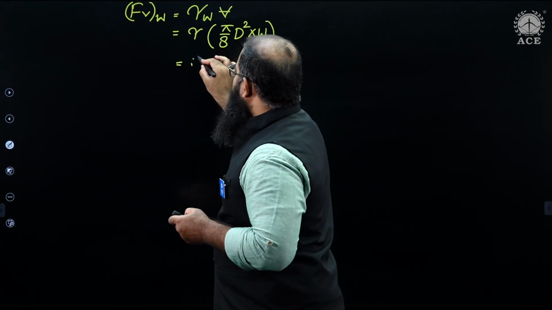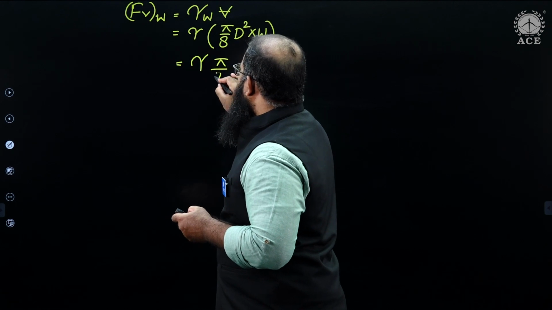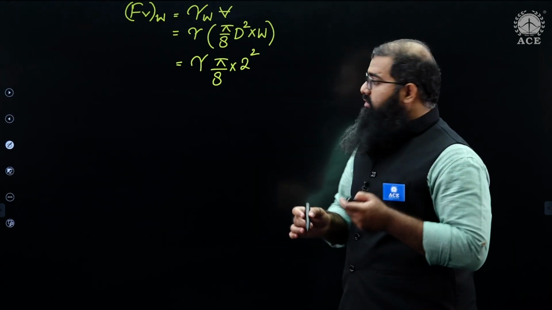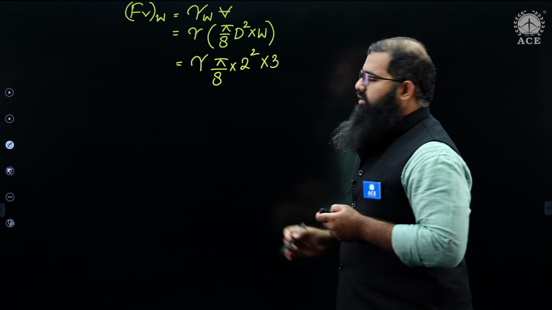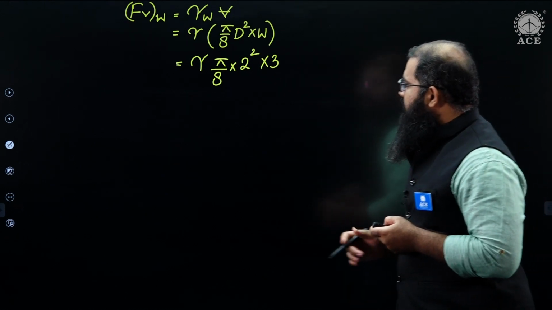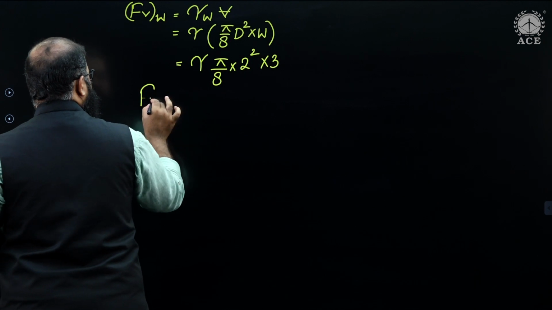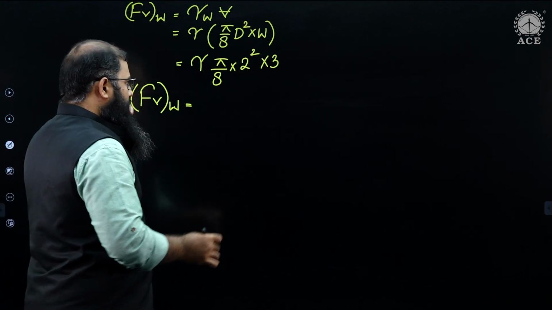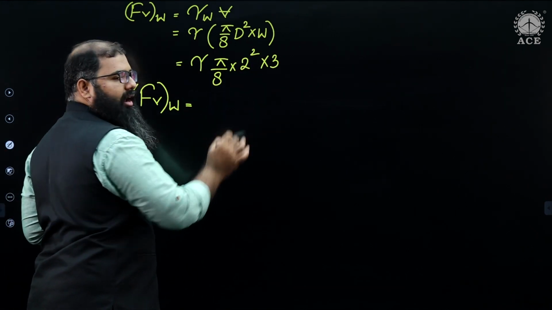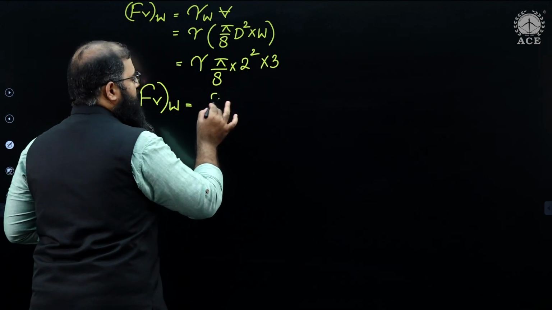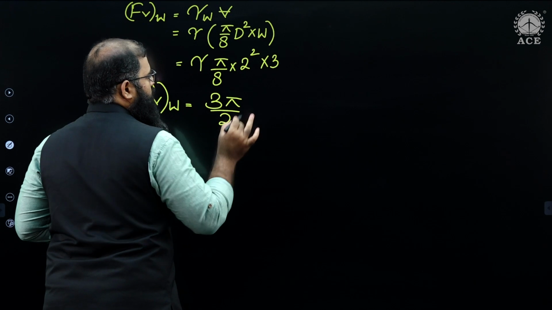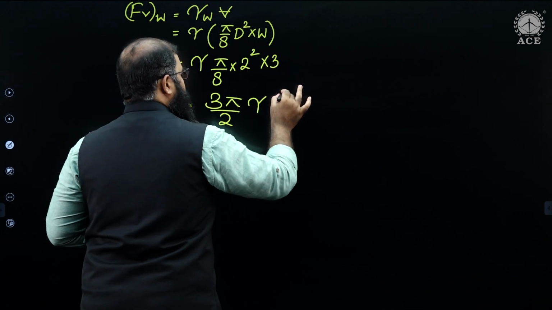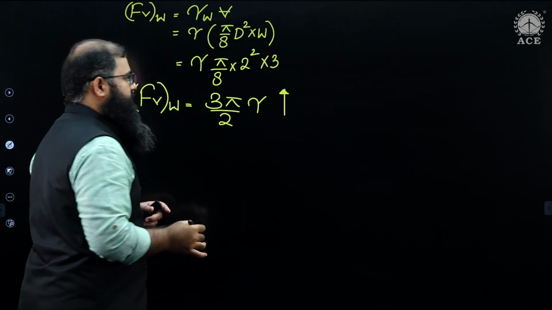If I put in the numbers, I have gamma into pi by 8. Diameter, as we know, is equal to 2 meters. Width over here is equal to 3 meters. So I have the value of vertical thrust by the virtue of water equal to how much? Now you see, this and this cancel off, leaving a 2 at the bottom, 3 over here. So I have 3 pi by 2 gamma in the upward direction.